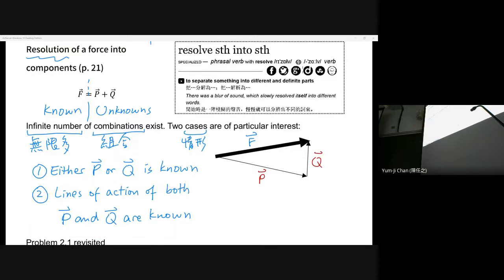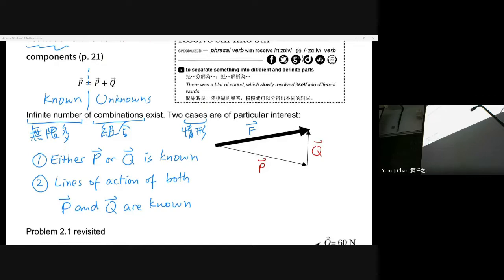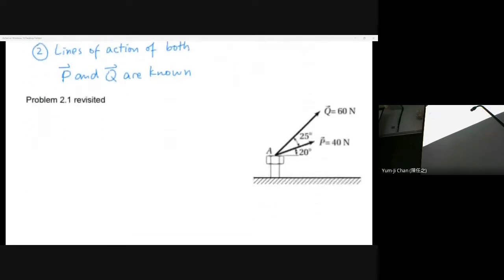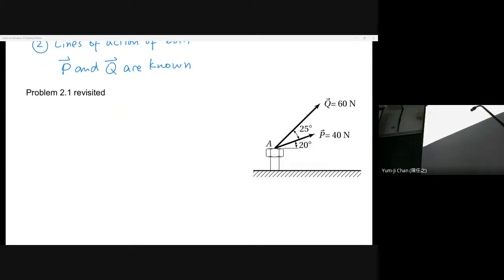So we work on problem 2.1 again, and this is problem 2.1, right? This is problem 2.1, and we look at this again. So here in this problem, what are we determining? What do we determine here? We determine the resultant of P and Q, right? Here we determine the resultant of P and Q.